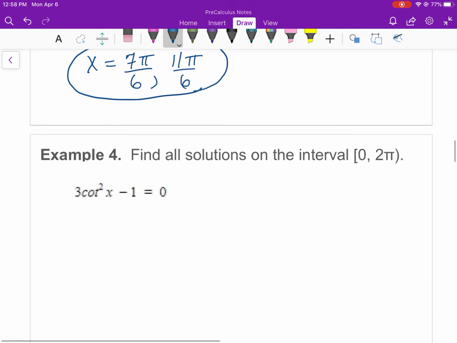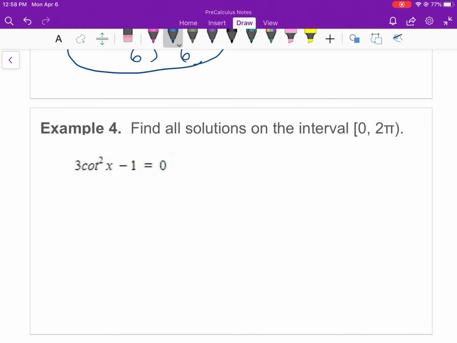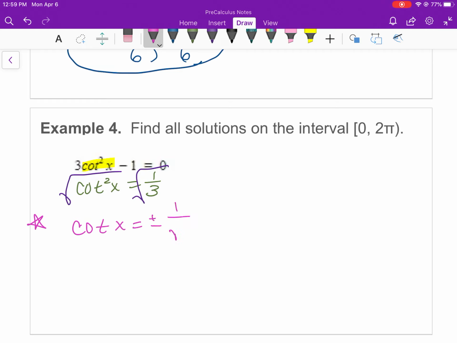Okay, for this next one, we have 3 cotangent squared x minus 1 equals 0. All right. The goal here is to get cotangent by itself, so let's add the 1 over and divide by 3. We remove squaring by taking the square root. Don't forget, and this is very important, you need that plus or minus on your root. So I have 1 over the square root of 3. The square root of 1 is 1. The square root of 3 is the square root of 3.